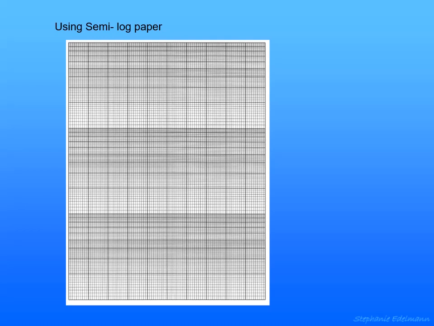So this is 3 cycles, and this is actually a copy of the piece of paper that you have in your handout. The piece of paper you have in your handout is a 3-cycle semi-log paper.